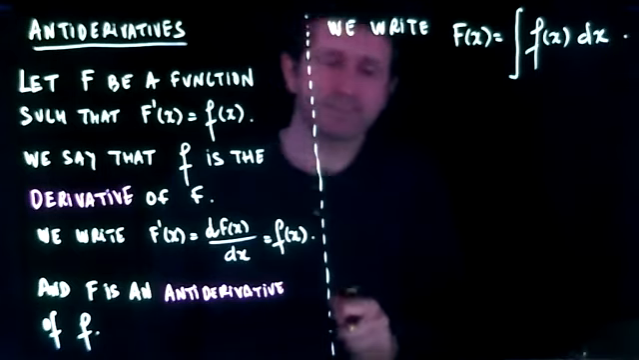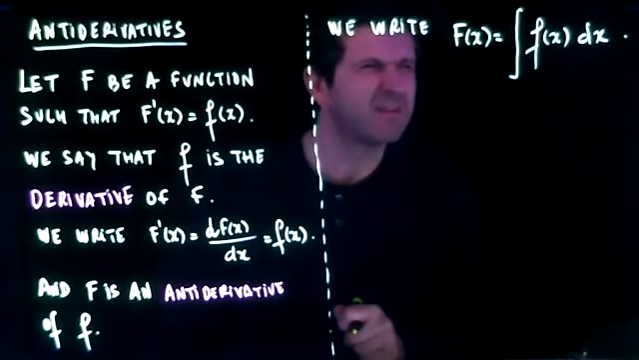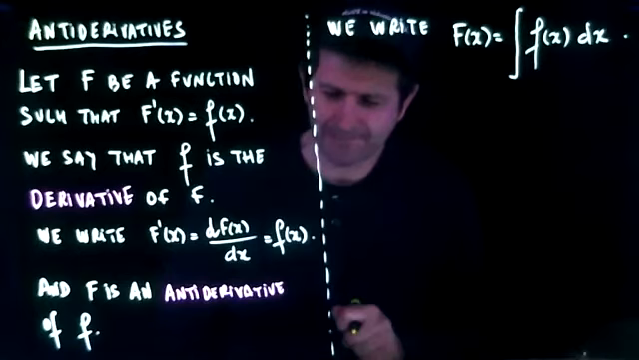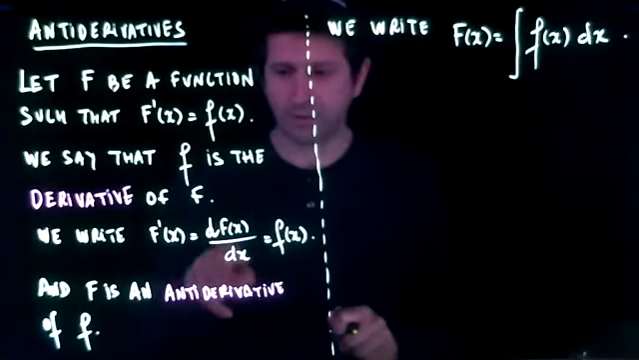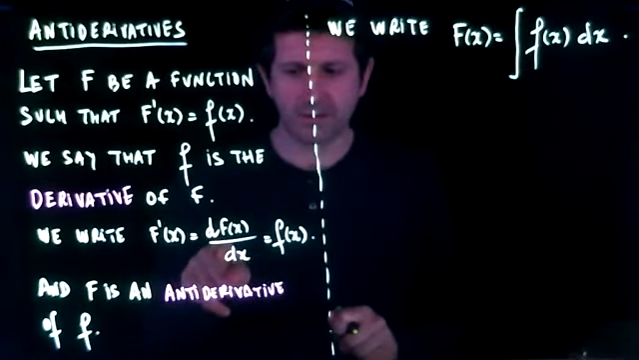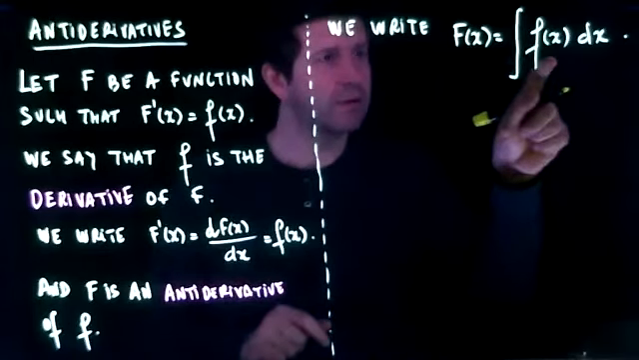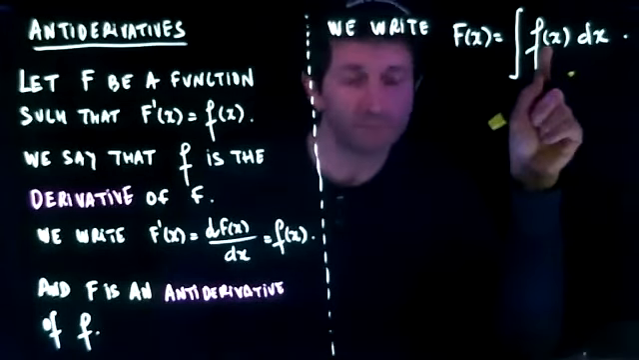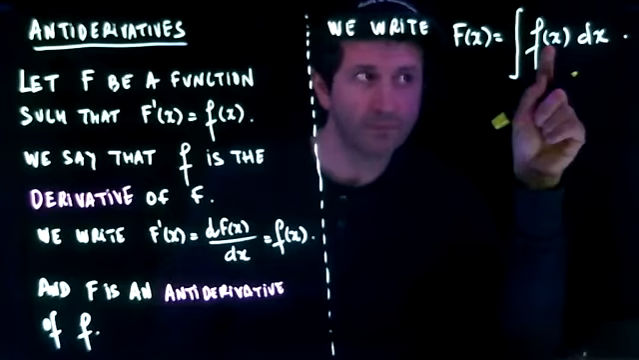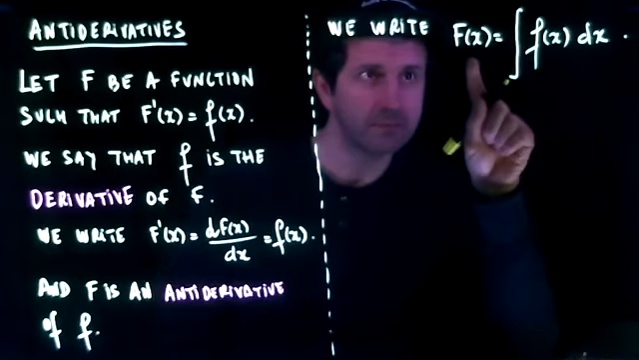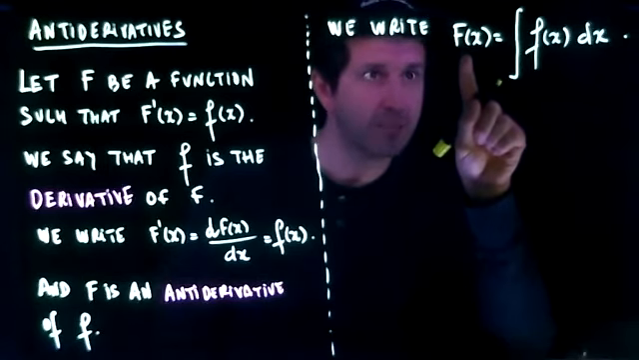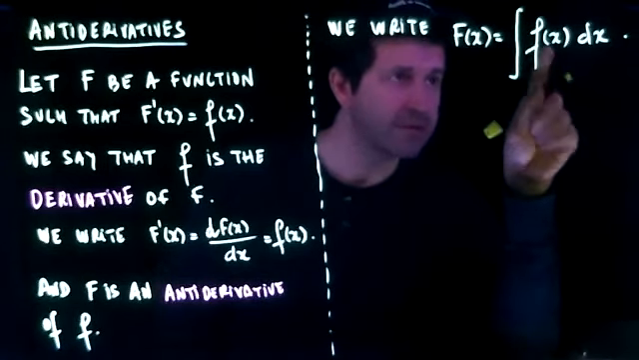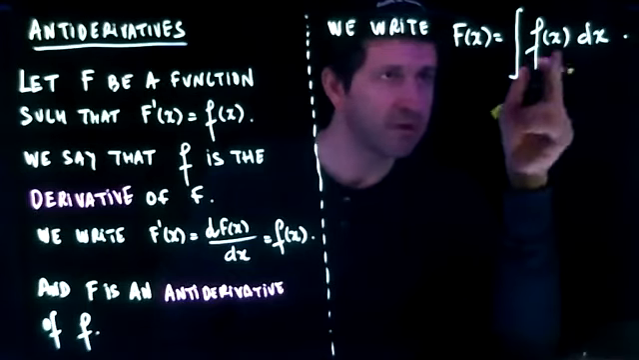Sir, if f of x dx, that just means the derivative of f? Excuse me, if what? Oh, this one here? Small f is the derivative of the big F. Big F is the antiderivative of this. So we go the other way.